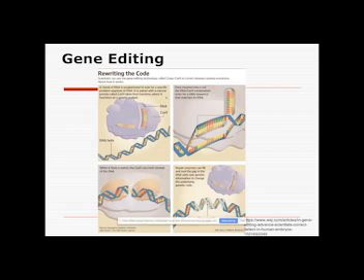And then one of two things can happen. They can either just cut it and let the cell heal itself, and when the cell heals itself, it doesn't heal perfectly, or they can also add in a new piece of DNA. So what does that mean?